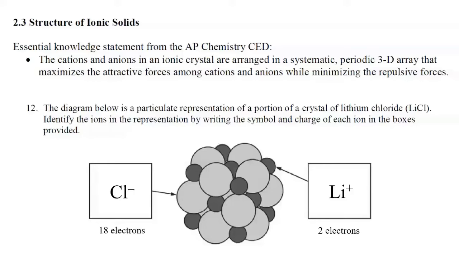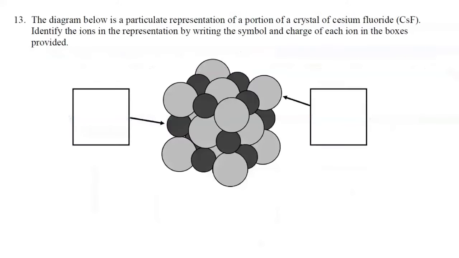Now, you might assume that the positive ion should always be smaller in size than the negative ion. Let's take a look at question 13. Here we have a very similar question, but our example is cesium fluoride. That'll be Cs+ and F-.